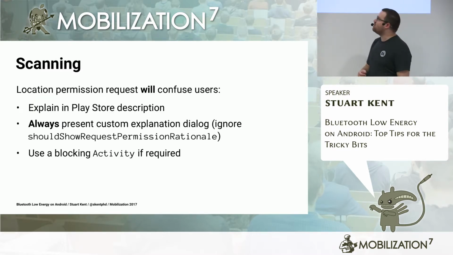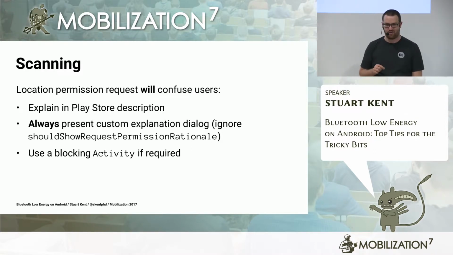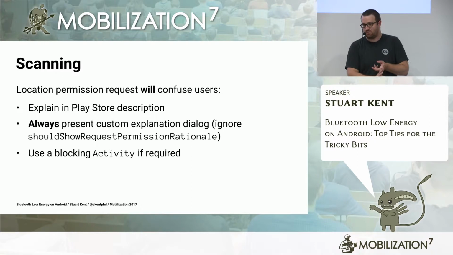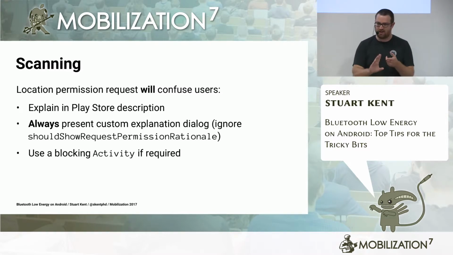So I can guarantee you that this need to ask for location is going to confuse your users. It confused our product owner many times, even though we'd previously explained it. So the steps that we took to mitigate this were that we actually explained it, very upfront in the Play Store description. We didn't try and hide it. We said we are required to ask for this, and here's why. I recommend also always presenting a custom explanation dialogue.